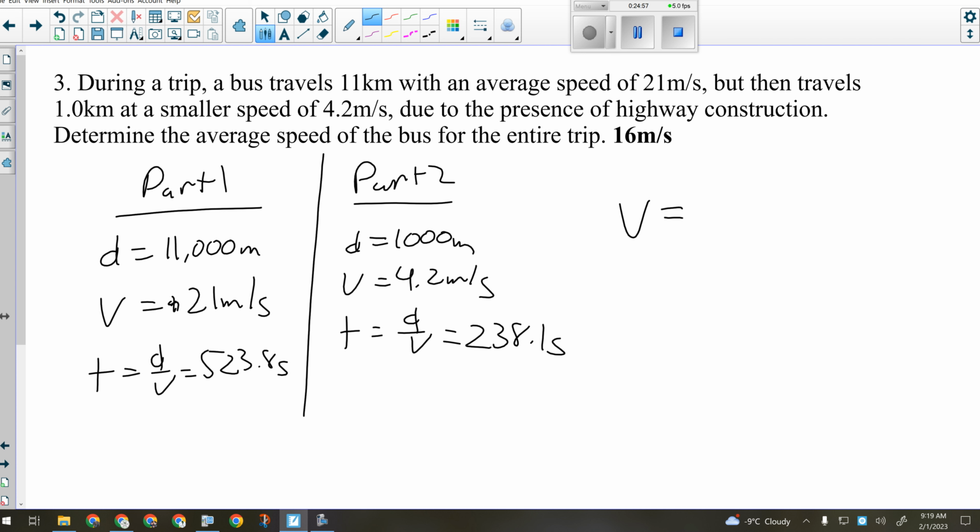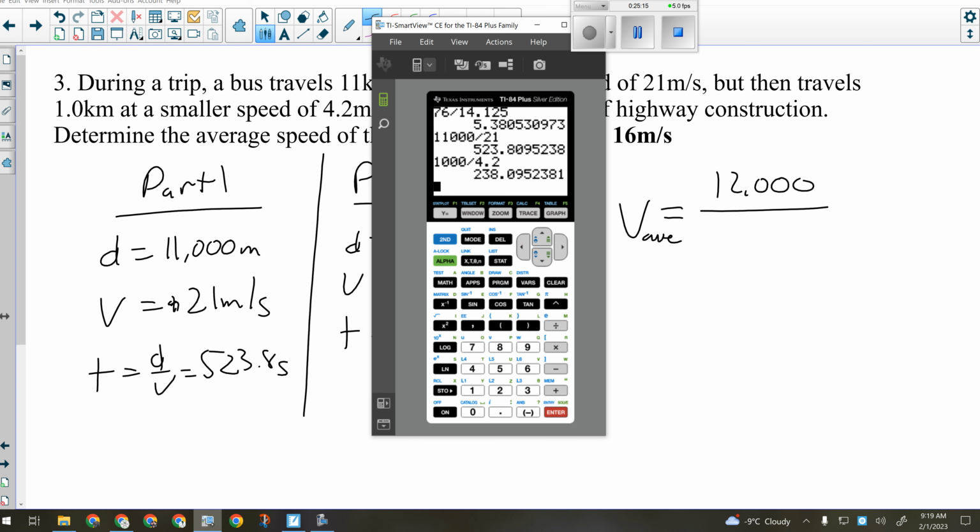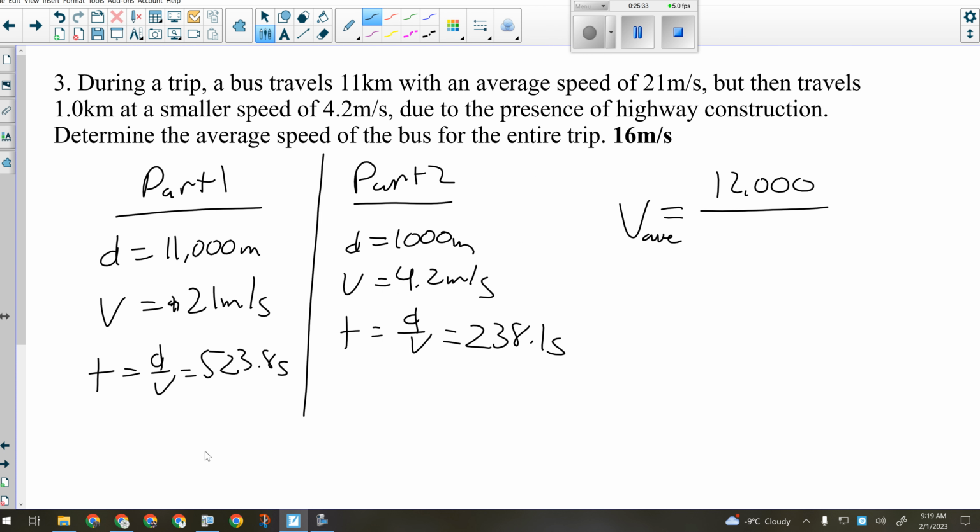Now I can do the total distance and the total time. So average speed is going to be 12,000 meters divided by 761. I'm not doing that in my head. So 12,000 divided by 761 is 15.75. We only have two significant digits there, so we're looking at 16 meters per second. Make sense to everybody on that one?